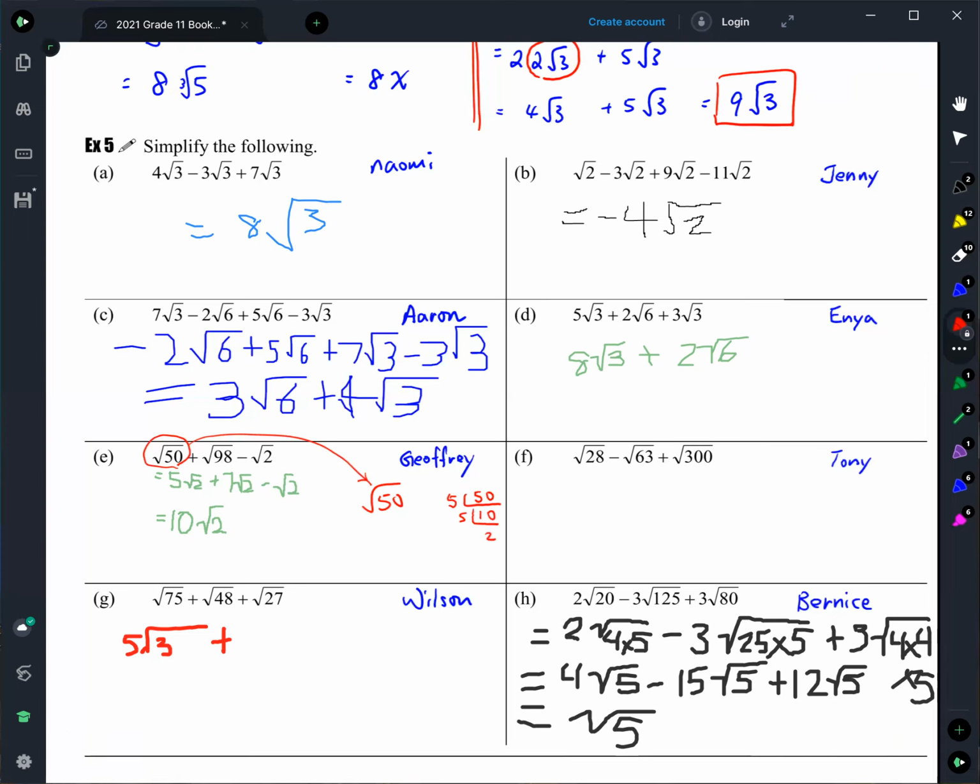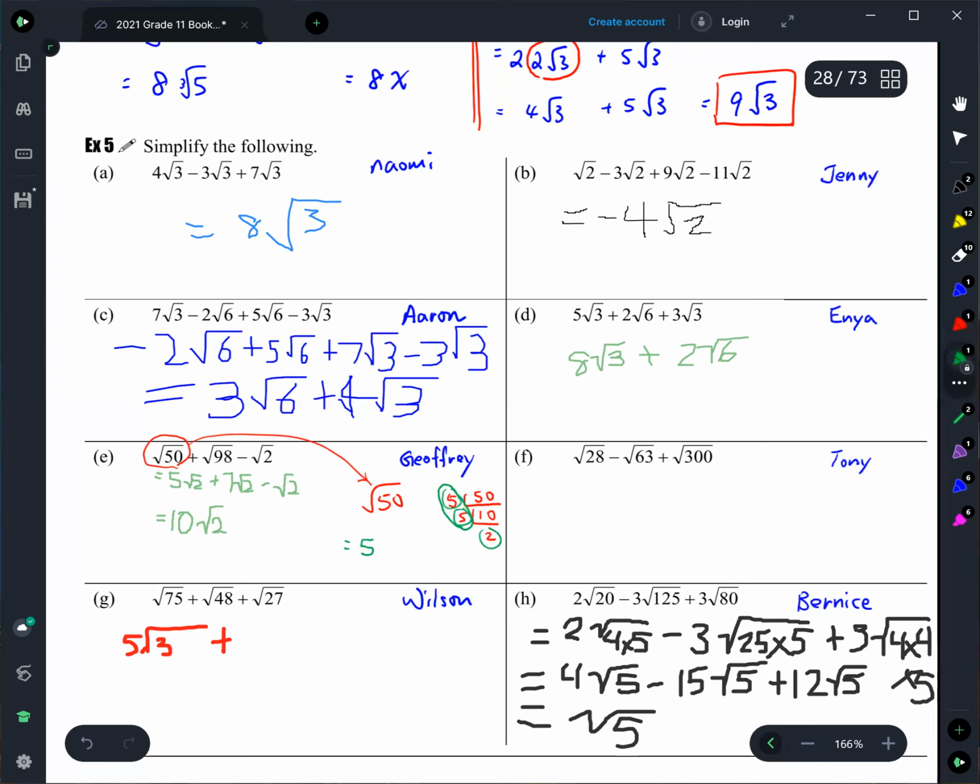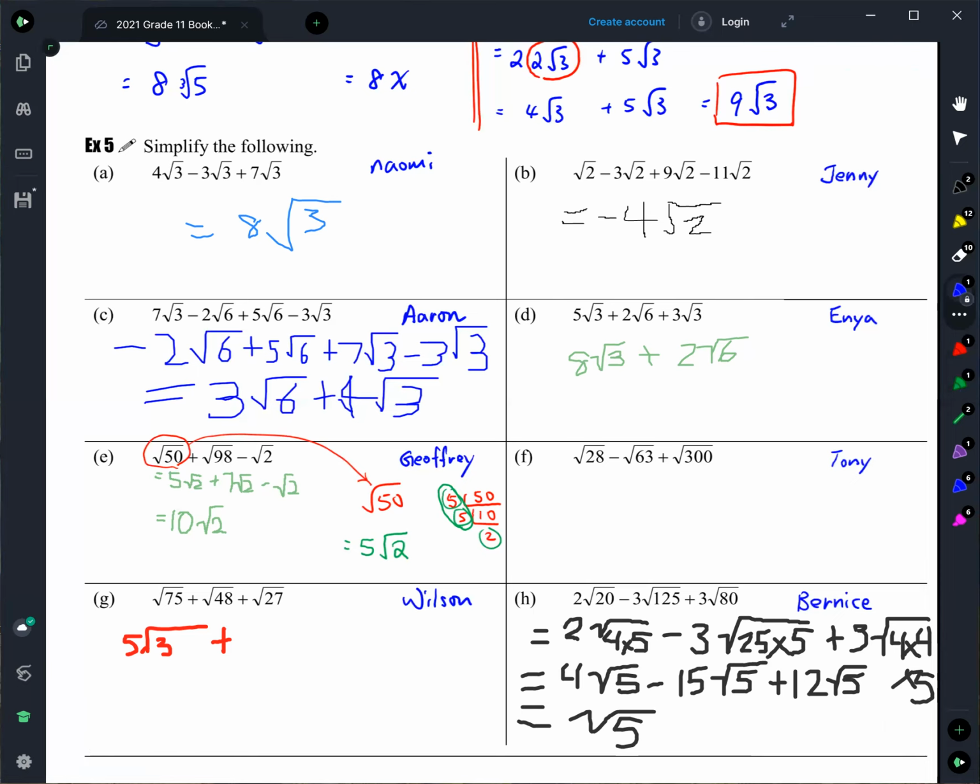So you stop when the answer is a prime number. So 2 is a prime number, so we just stop there. So no point to continue dividing. So now you look at all the numbers on the outside, the 5, the 5, the 2. If you have a pair of 5, then that pair will go out. So that makes a 5 on the outside. The one that's alone, you keep inside. So 5 square root 2. So that's why on the answer key, Geoffrey wrote down 5 square root 2. Understand now? Okay, so you have to do that for each of them before you combine the like terms.